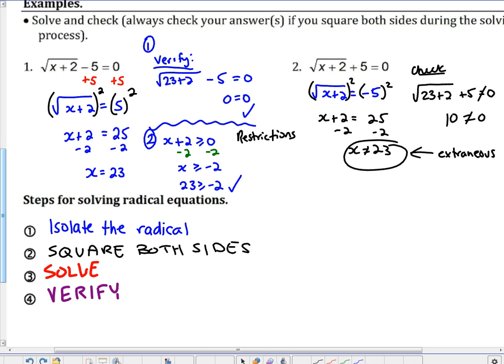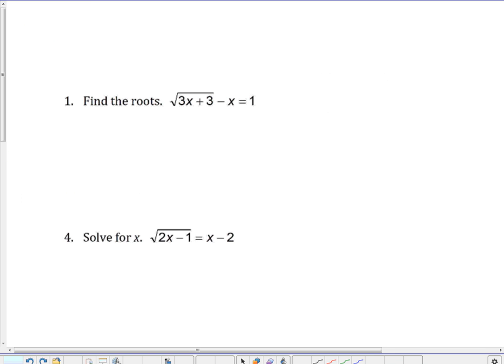Our restrictions depend on what's inside. Okay, all right, so let's try another one. Step 1. Ooh, this one's fun.